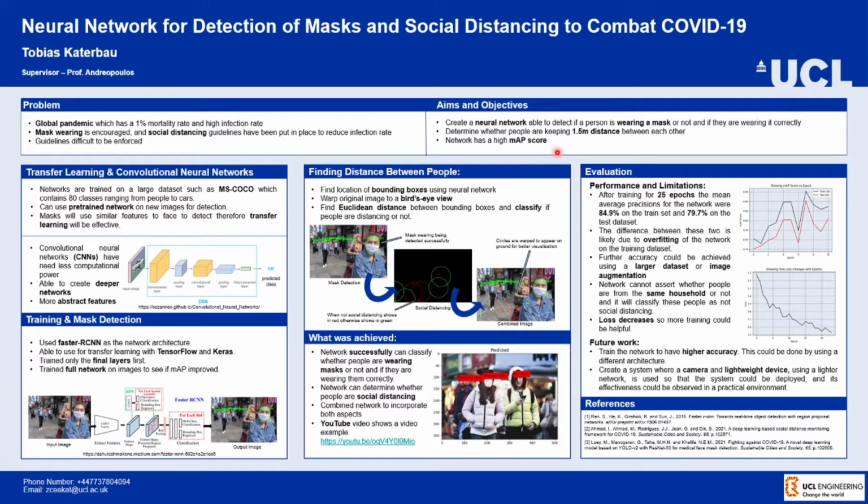It will also be able to determine whether people are practicing social distancing or not, and keeping 1.5 meters distance from each other, which is the set guidelines. The network must be accurate and have a high mean average precision so that it is effective. This will address the problem as it could be used to identify which people are following the guidelines and which people are not, which could then be enforced.